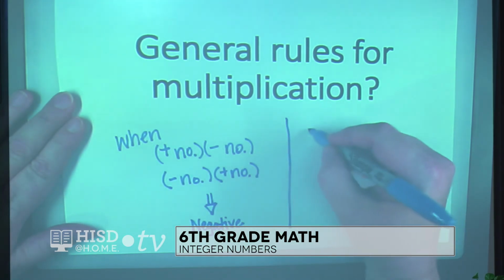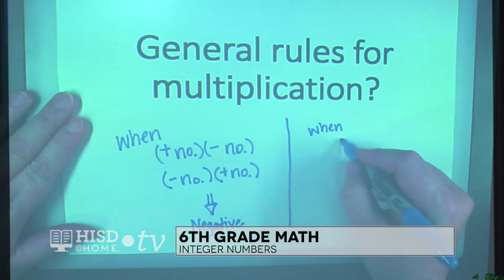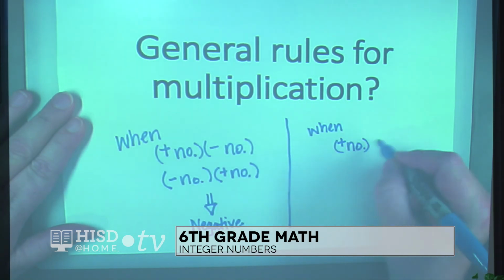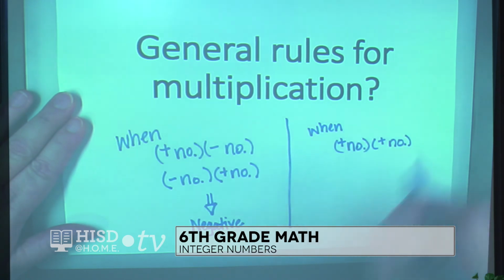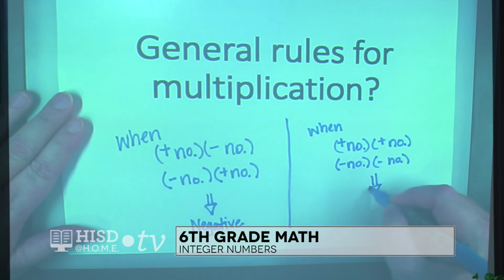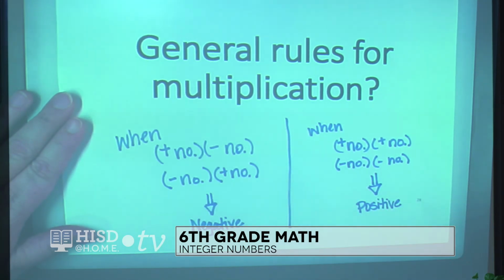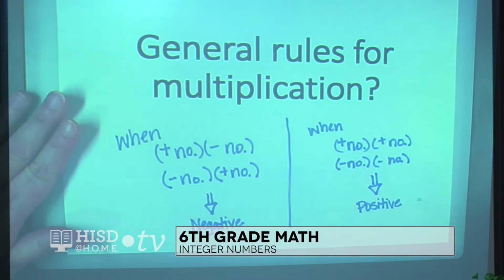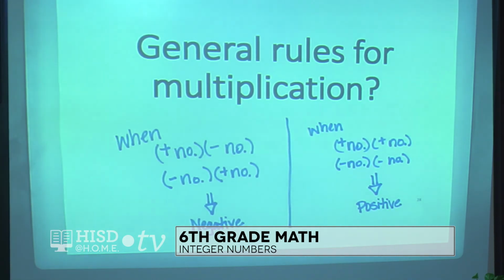Now the other case I want you to think about is what happens when I have a positive number times another positive number, or a negative number times another negative number. What does that give me? That gives me a positive answer. And so if the signs are the same and I'm multiplying, then my answer comes out positive. That's a really nice, neat little set of rules. I wonder, do these rules hold up for division?